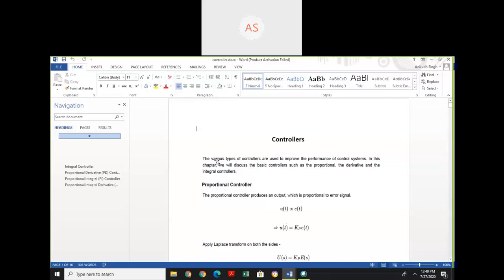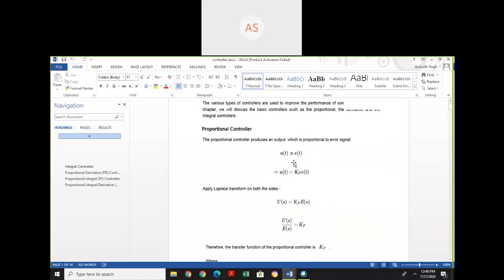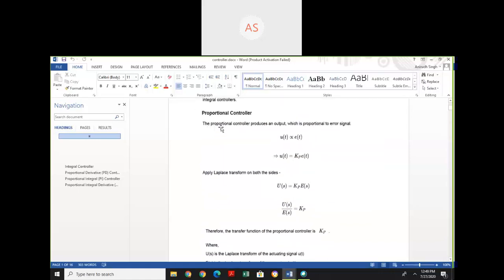Controller. The various types of controllers are used to improve the performance of control system. In this chapter, we will discuss the basic controllers such as proportional, derivative, and integral control. First है proportional controller. The proportional controller produces an output which is proportional to the error signal.